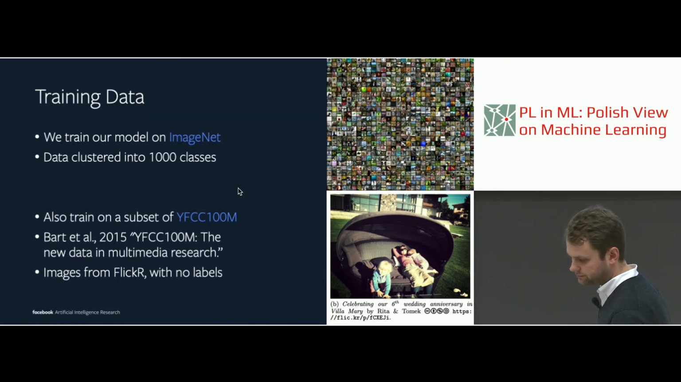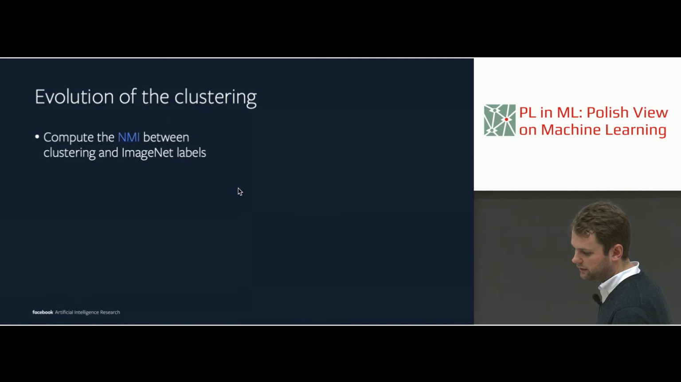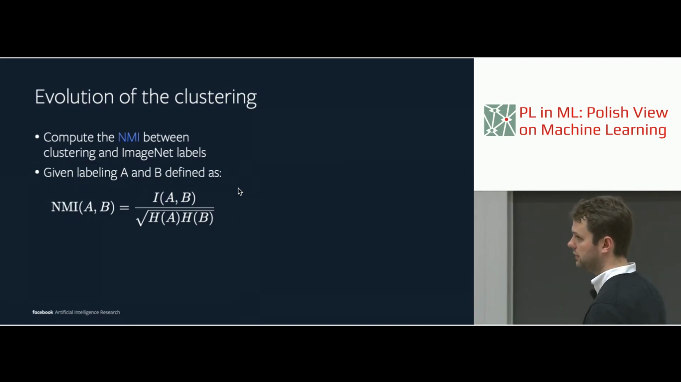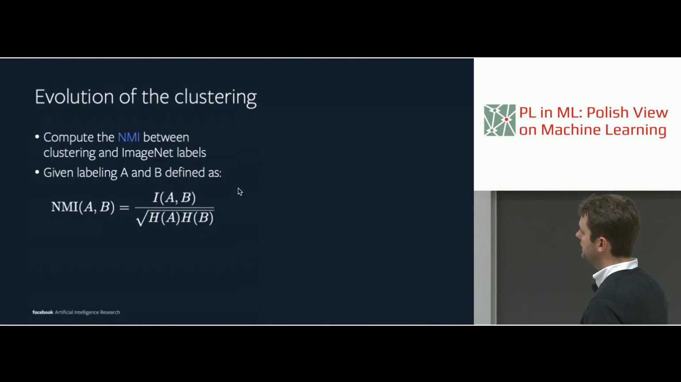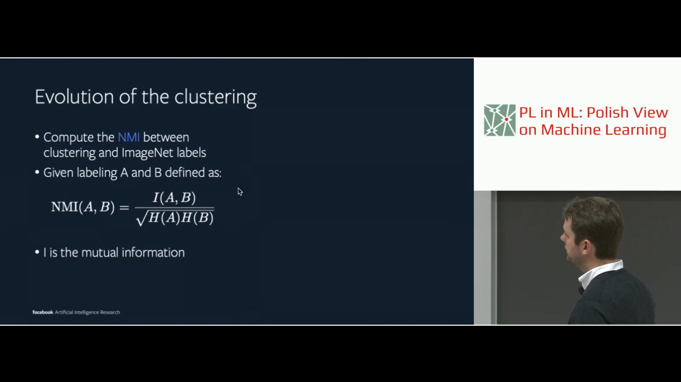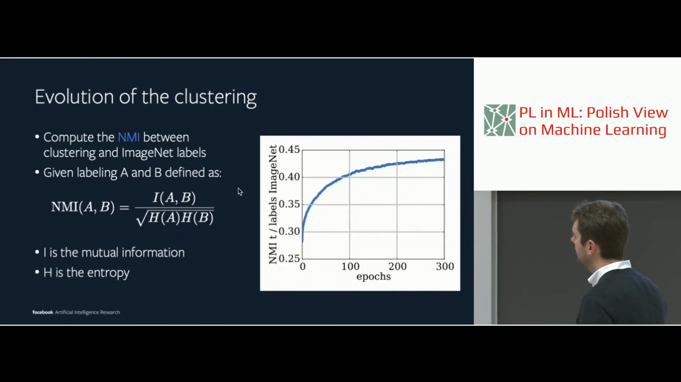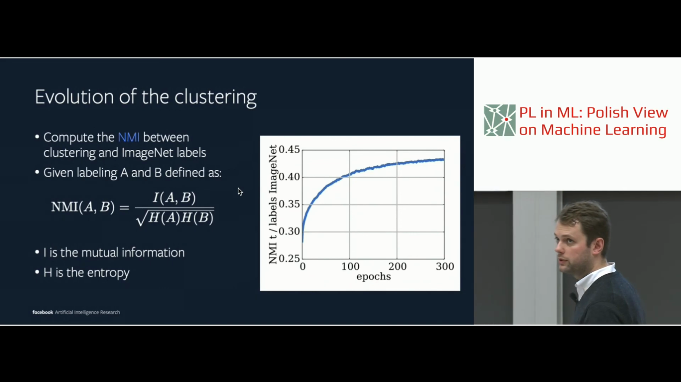And it's bigger. So when we evaluate our clustering, we can compute the normalized mutual information between the clustering and the ImageNet labels. On ImageNet, we can do this control experiment. The normalized mutual information is the ratio of the mutual information between two clusterings and the entropy of each of the clusterings. And what we show is that along epochs of training, our clustering gets better and better and looks more and more like the ImageNet classification.